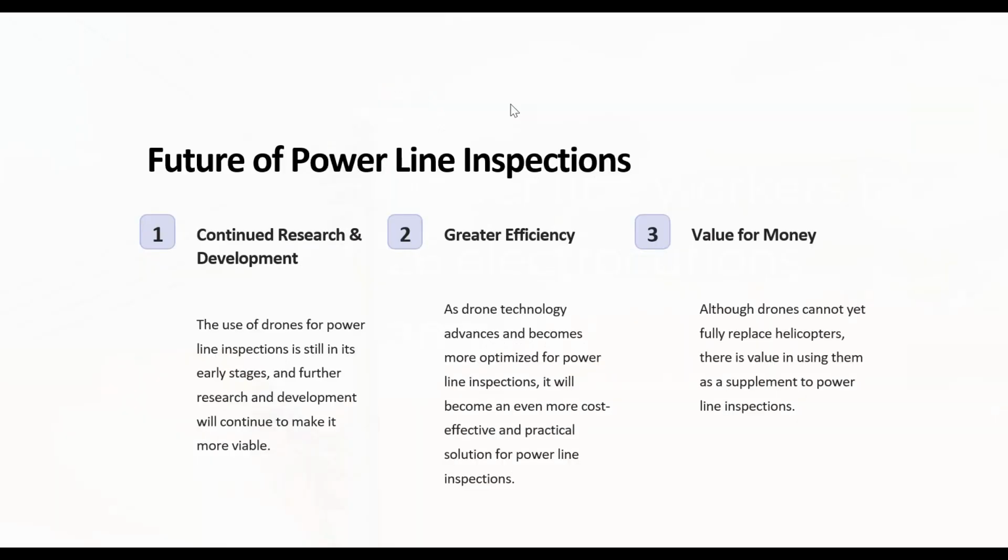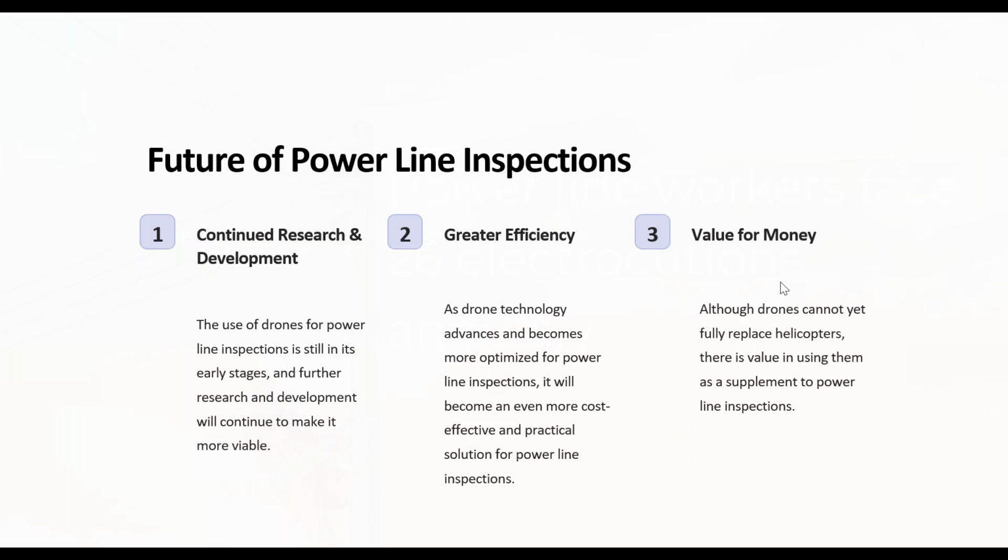Future of power line inspection. As I've mentioned, we're still in the research phase. So we're continuing with research. That's not us. When I'm talking about us, sometimes I'm referring to the global industry and the utility area. The use of drones for power line inspection is still in its early stages. I think I had mentioned that. And further research and development will continue to make it more viable, especially if we want to increase efficiency and economic feasibility. So that's why I talk about greater efficiency and value for money. There is value for money even when we use them now, especially for shorter lines and other applications.